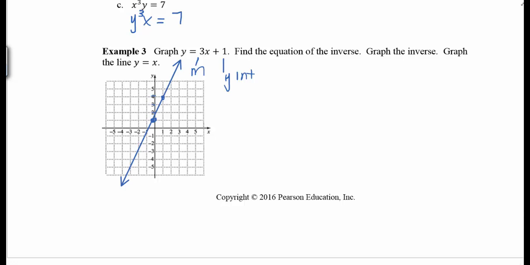So we've done the first part. We've graphed y equals 3x plus 1. So now we need to find the equation of the inverse. If we started off with y equals 3x plus 1, all we do is change our y's to an x, and if there was an x in the original, we change it to a y. So it would be x equals 3y plus 1. So that's the equation for the inverse.